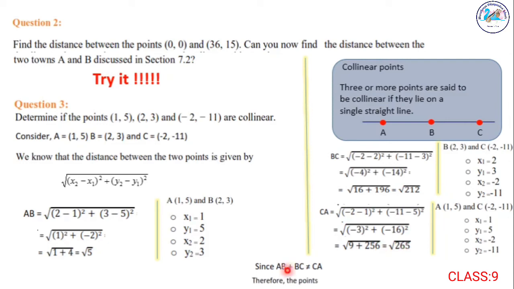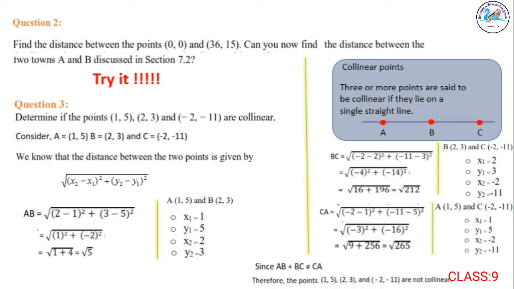So adding AB and BC, you can see AB is root 5 and BC is root 212. When you add root 5 and root 212, we are not getting root 265. So AB plus BC is not equal to AC. Because of that, we can tell that the points given to you, that is (1, 5), (2, 3) and (-2, -11), are not collinear.